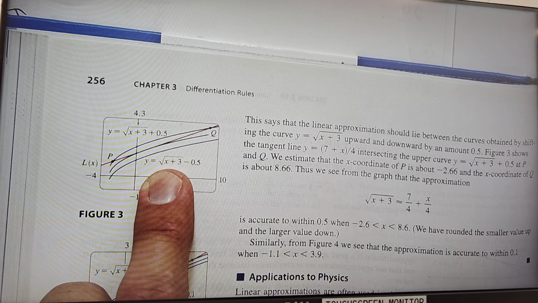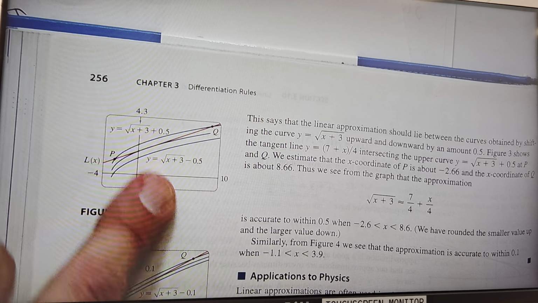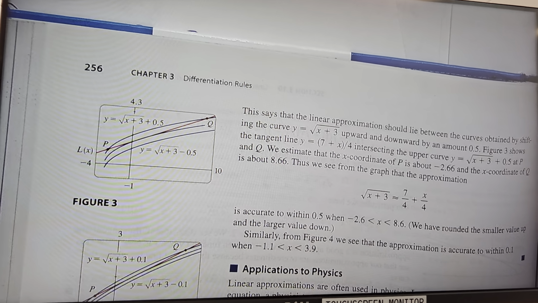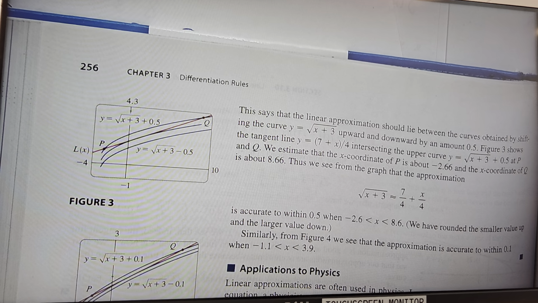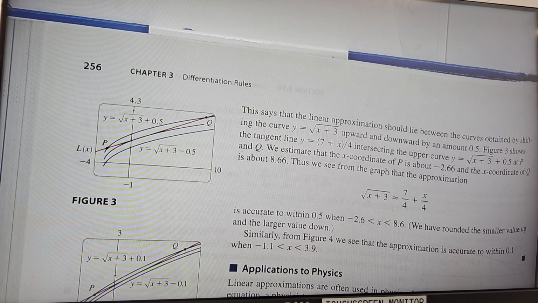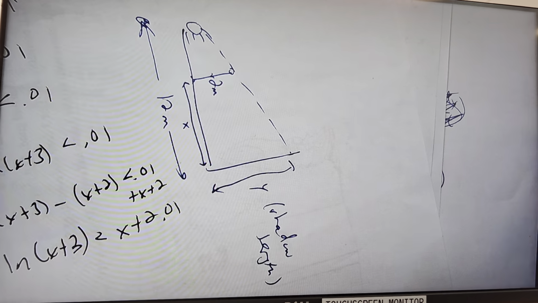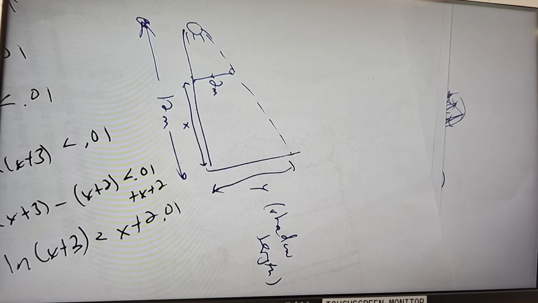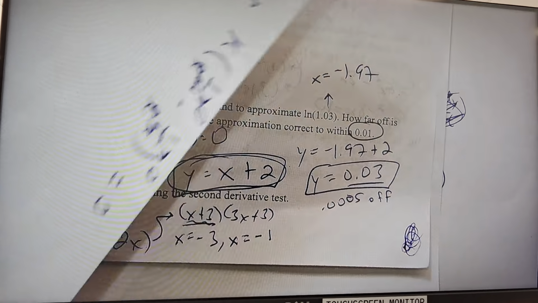Here. That's the function plus 0.5, that's the function minus 0.5. I think I just did it backwards. Yeah, I did, didn't I? That's okay, it still works the same way. All right. That's not going to be a focus of mine, so I'm not going to focus any more time on that.